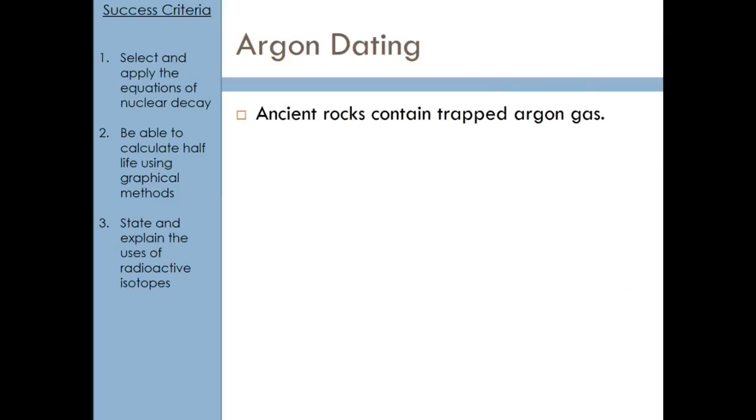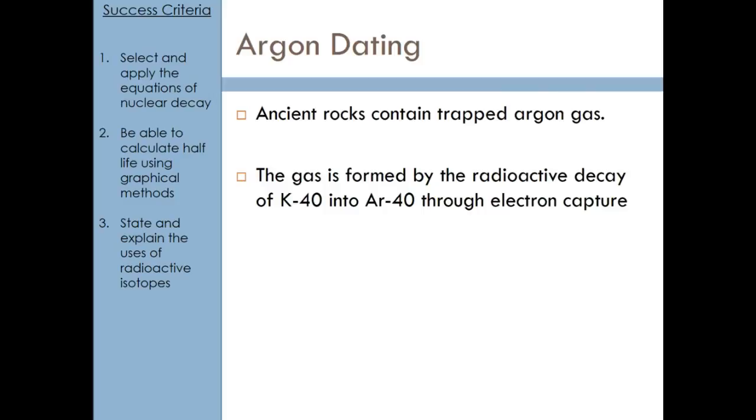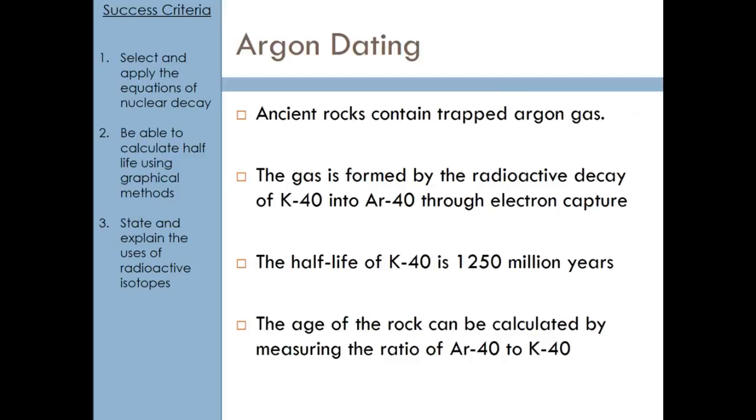So the other thing I mentioned was argon dating. Very similar thing, only this is looking at rocks, so you can look at inorganic things with this. Ancient rocks trap argon gas. The gas is formed by the decay of K-40, so potassium-40 to argon-40. And the half-life of the potassium is 1,250 million years. So again, using the same principle, we can calculate the age of the rock by looking at how much argon is present, because that will tell us how much potassium has decayed, and therefore we can figure out how long it's been there.